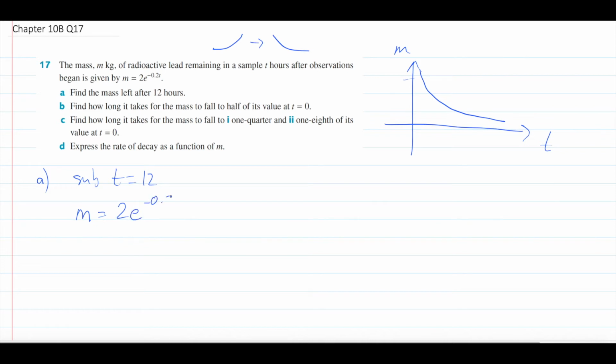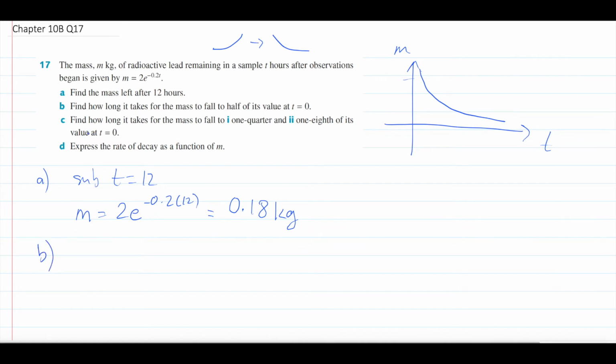2e to the power of negative 0.2 times 12, and obviously chuck that into your calculator. You should get a mass of 0.18 kilograms. So that's it for part A. Free mark, 1 mark, easy, done. Get your free mark.